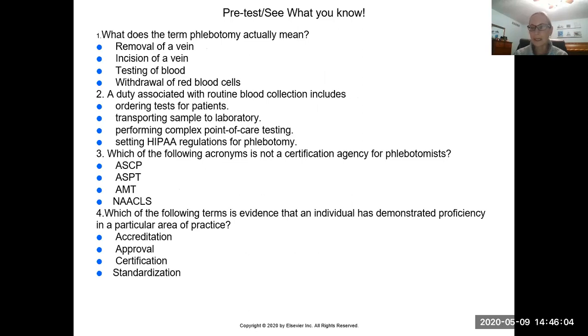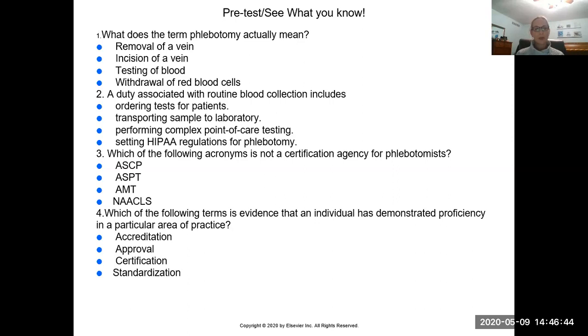We're going to do a pre-test. I'm going to give you the questions, and you can also go to chapter 1 at the end and look at the answers there. But I do want you to do this because we've got to get it in our heads. What does the term phlebotomy actually mean? It actually means an incision of a vein. A duty associated with routine blood collection includes transporting samples to a laboratory.